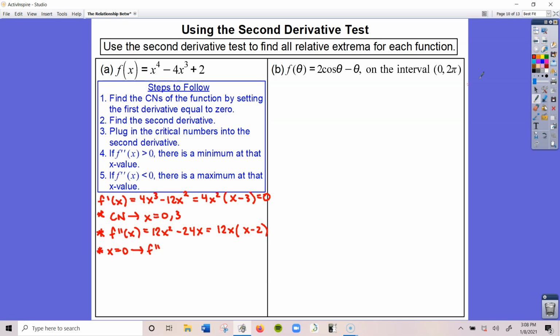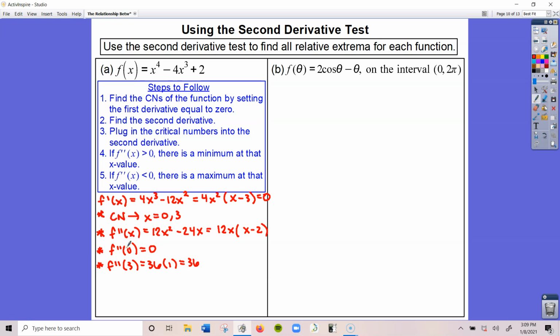Let me erase that. Okay, so first I'm going to write f double prime of 0. And when I plug it in, I get 0 times negative 2, which is just 0. And now I'm going to find f double prime of 3. And when I plug that in, I get 36 times 3 minus 2, which is just 1, so 36.